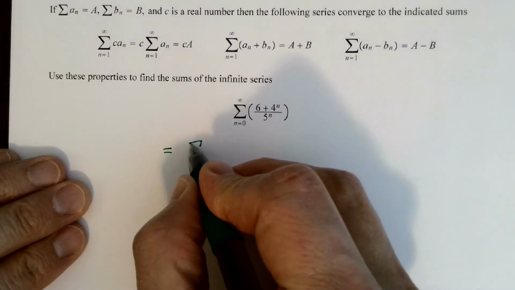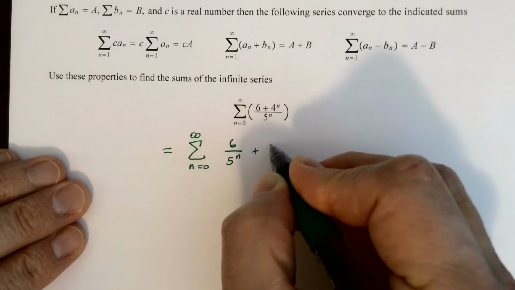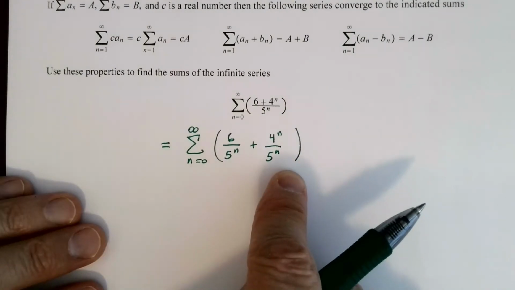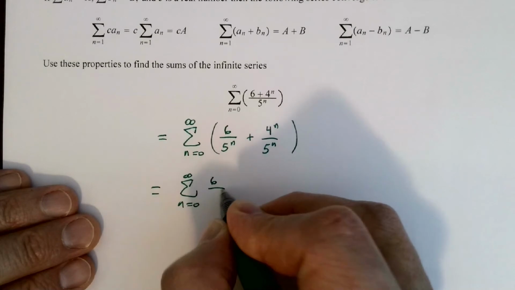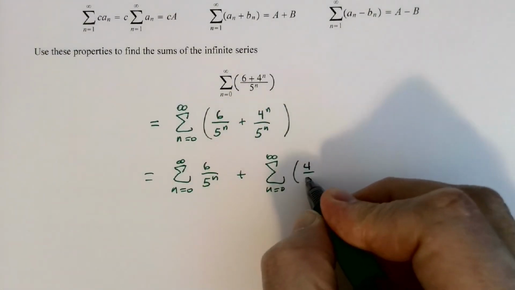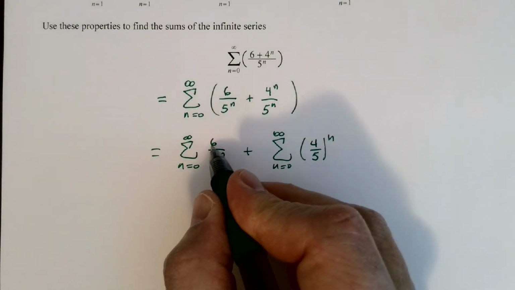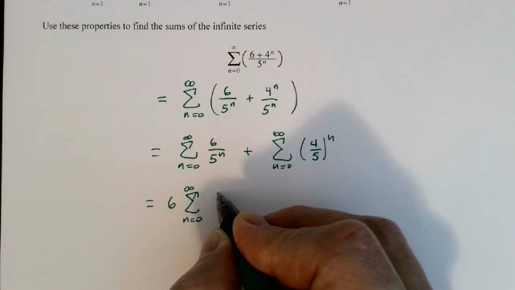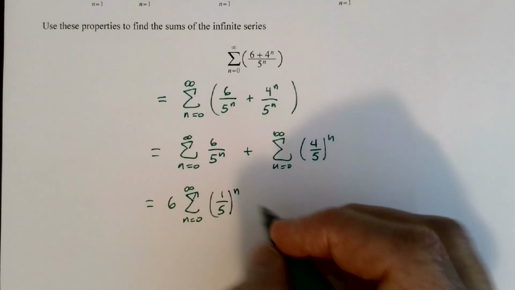So first of all, I'm going to break this up into two fractions. Right, I can do that. And now I can split this up into two infinite series. I'm just going to write this as 4/5 to the n. Do you see that? 4 to the n divided by 5 to the n is 4/5 to the n. So I can write it that way, two sums. And then this 6 is a constant multiple. I can pull it out. And I'm left with 1 over 5 to the n, which is the same as 1/5 to the n, since 1 to any power is 1, right?